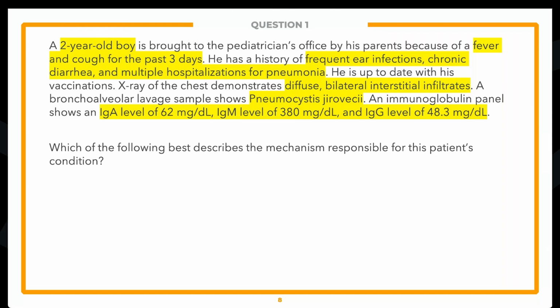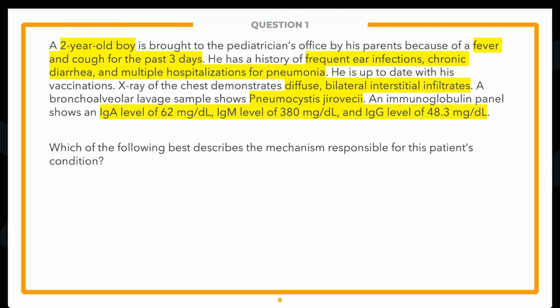So 2-year-old boy, you always want to think who you're dealing with. Fever, cough for the past 3 days. Okay, this could be anything. Frequent ear infections, chronic diarrhea, multiple hospitalizations for pneumonia. That's not typical for a 2-year-old, right? 2-year-olds get a little sick, a little cold or sniffles here and there, but shouldn't have pneumonia and all these hospitalizations at this age. So something's going on. He's vaccinated, sure, and he has interstitial infiltrates in the lungs. There's a pneumonia going on. And then they do a BAL, bronchoalveolar lavage. So it's PCP, right? Pneumocystis jirovecii, or PCP pneumonia, whatever you want to call it. That's an atypical bug. It's not something I would expect in someone this age.